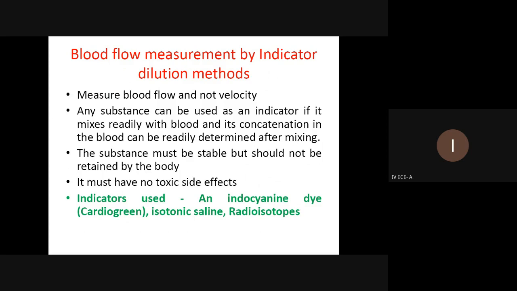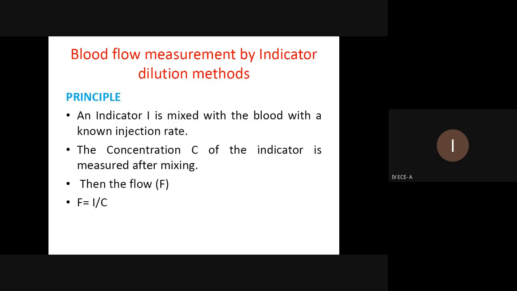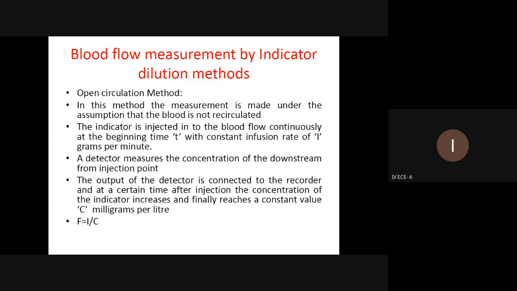Any substance can be used as an indicator if it mixes readily with blood, and its concentration in the blood can be readily determined after mixing. The substance must be stable but should not be retained by the body. It must have no toxic side effects. Generally, the indicators used in the radiographic method are indocyanine dye, isotonic saline and radioisotopes. These are the methods.